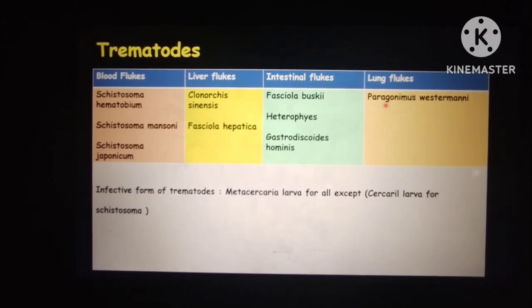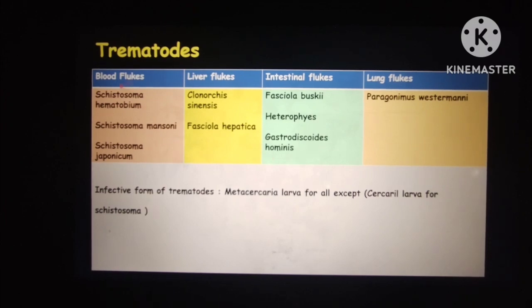Here, you want to remember the infective forms for the trematodes. It is the metacercarial larva for all the species, that is the liver flukes, intestinal flukes, and the lung flukes, except for Schistosomes, where it is the cercarial larva.